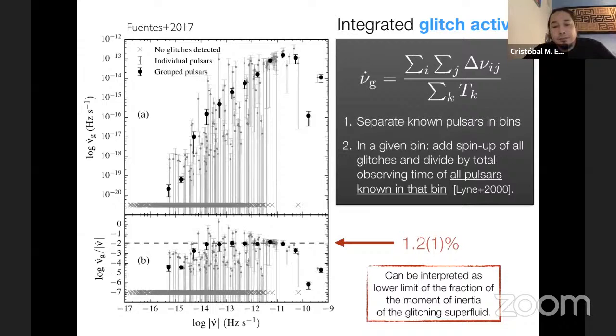This value can be interpreted as something like the lower limit of the fraction of the moment of inertia of the superfluid that intervenes in the glitches. So this type of calculation, either for individual pulsars or for the full population, somehow tells you the size of the superfluid, or the relative size of the superfluid that is making the glitches.